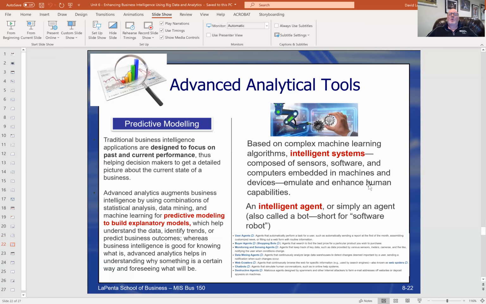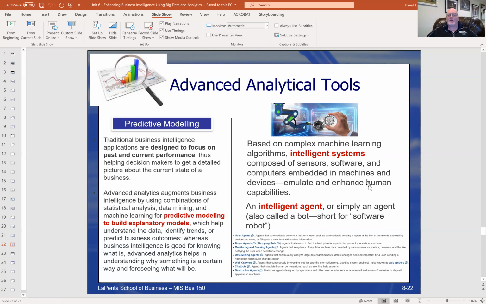More advanced analytical tools: predictive modeling. It's designed to focus on past and current performance, and it builds these models to explain what some of the future trends are going to be.